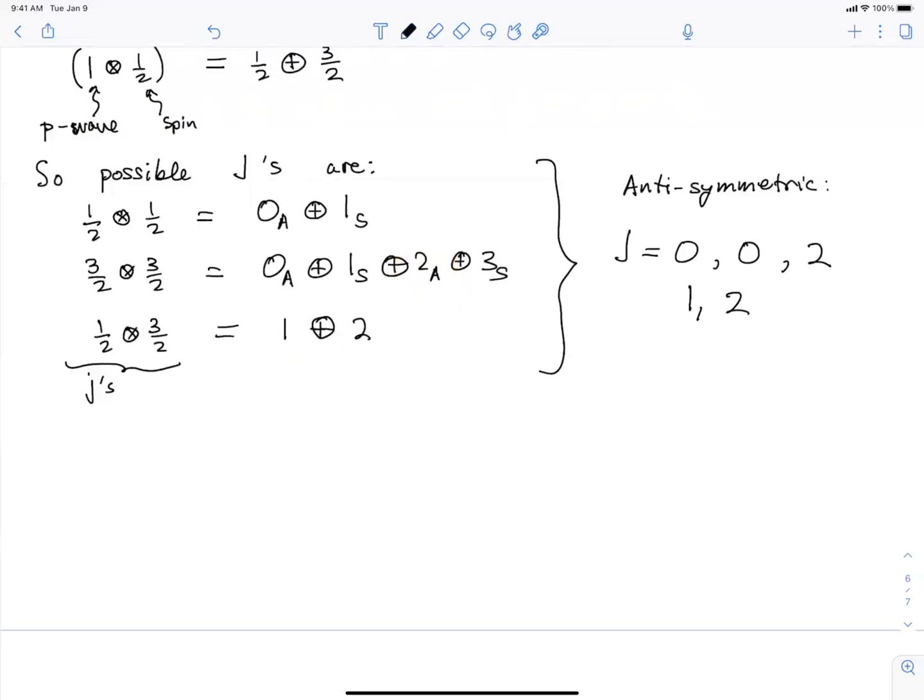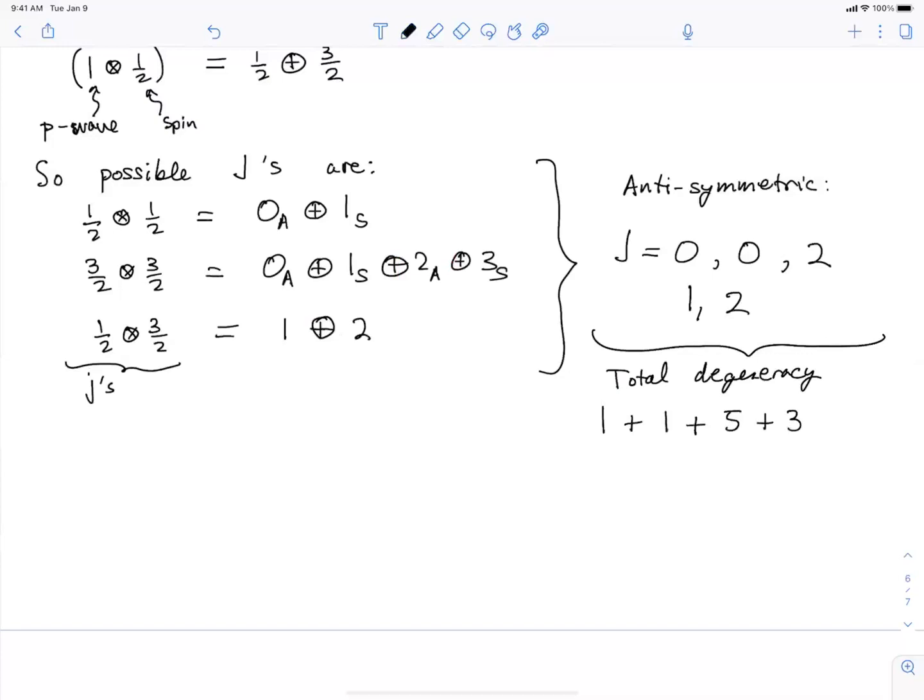And let's count up the total degeneracy. The degeneracy for a given capital J is 2J plus 1. So for J equals 0, it's 1. And for the other J equals 0, it's 1. For J equals 2, it's 5. For J equals 1, it's 3. And for the last J equals 2, it's also 5. And when I add those up, I get 15, which is what we predicted and knew we should get for the total number of electron states that you can have.